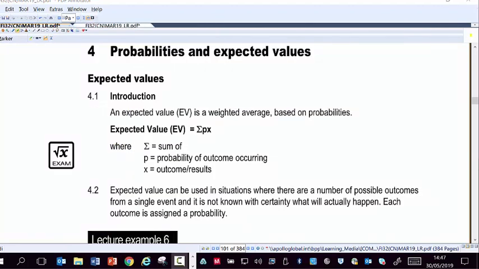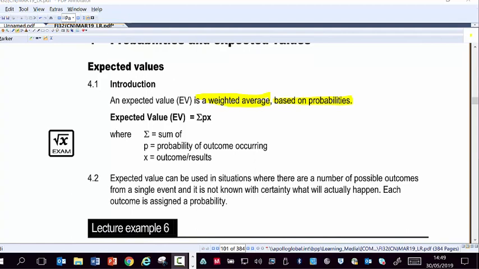Learning outcome number 3 is to be able to use expected values for decision making. So you need to be able to calculate an expected value. An expected value is a weighted average. We've already seen the average, the mean, but the expected value is a weighted average, and that weighted average is based on probabilities. Using expected values is useful when there's a number of possible outcomes from a single event, but it's not known with certainty what will actually happen.